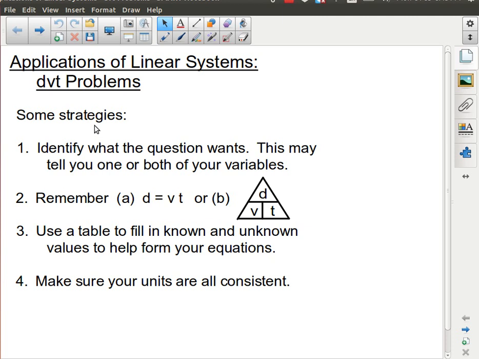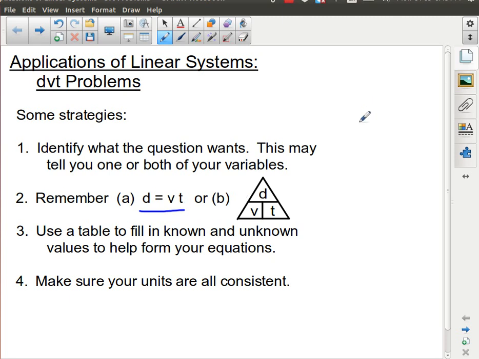One of them is make sure that you're actually paying attention to what the question is looking for. What does the question want? What is it asking you to find? That may help you decide what your variables should be and how you should go about solving it. All DVT problems make use of the relationship distance is equal to speed times time.